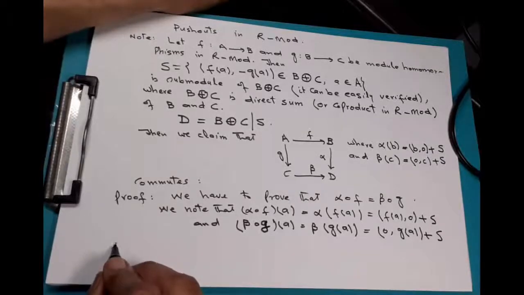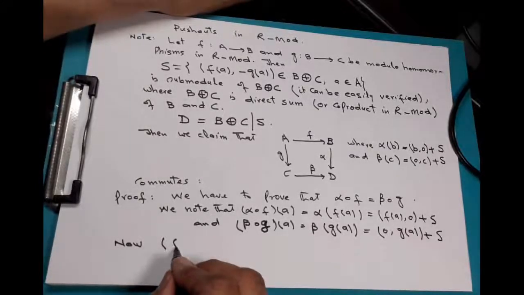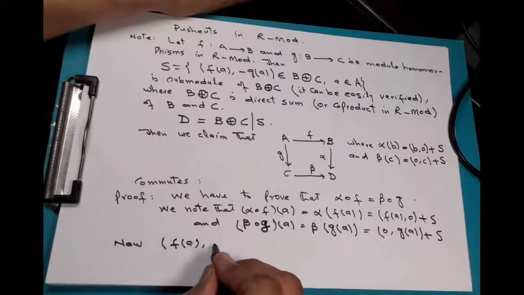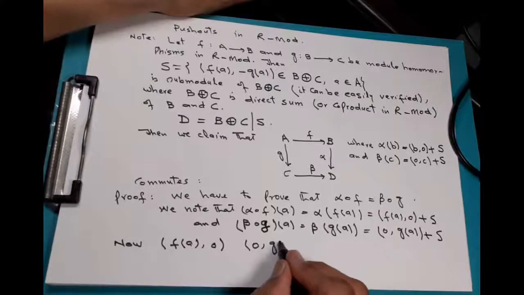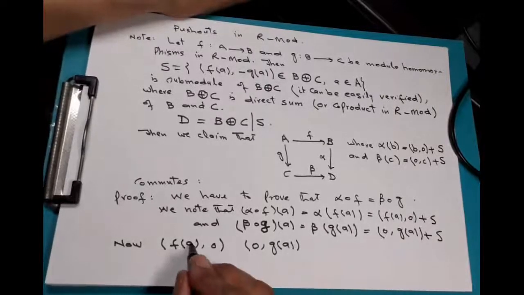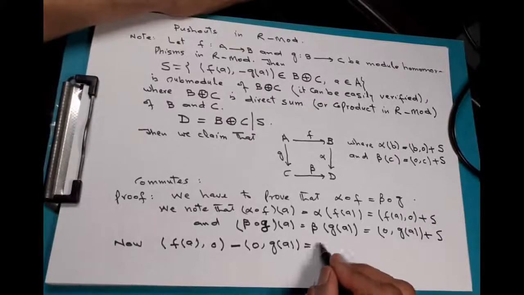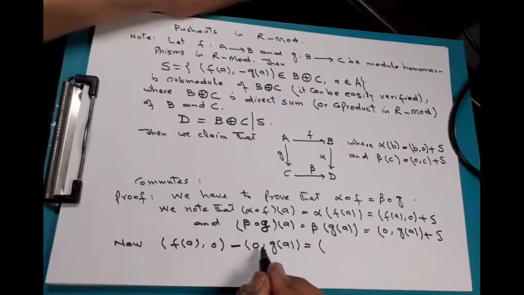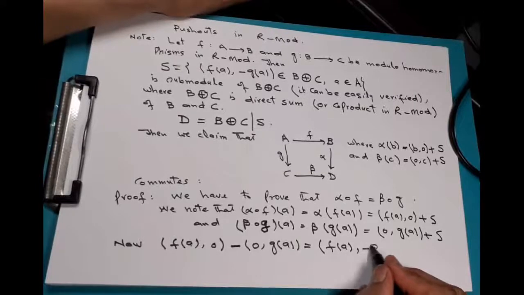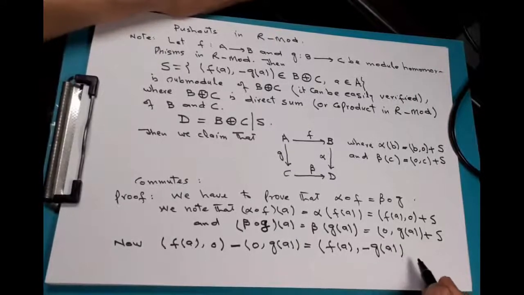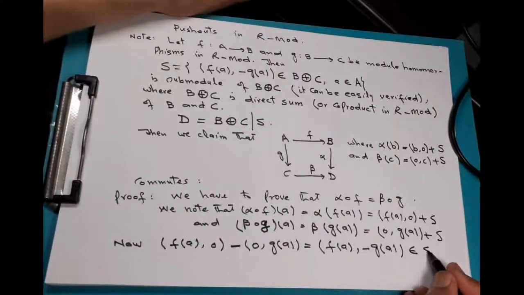Now, having done that, note that the difference of these two ordered pairs, Fa, 0 and 0, Ga, is equal to Fa minus 0, which is Fa, and then 0 minus Ga, which is minus Ga, and we know that this particular element belongs to S.